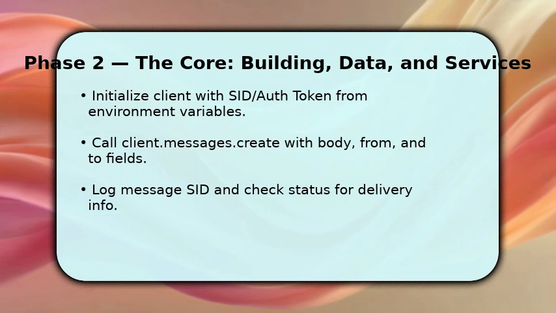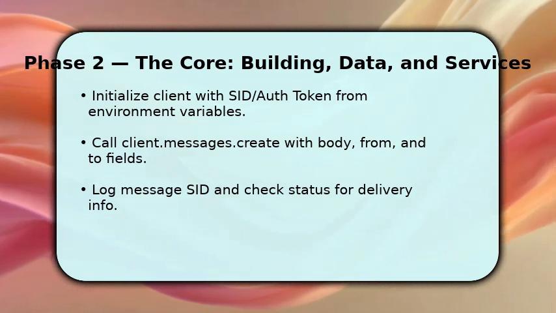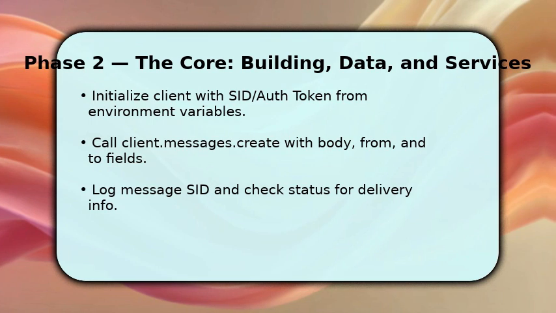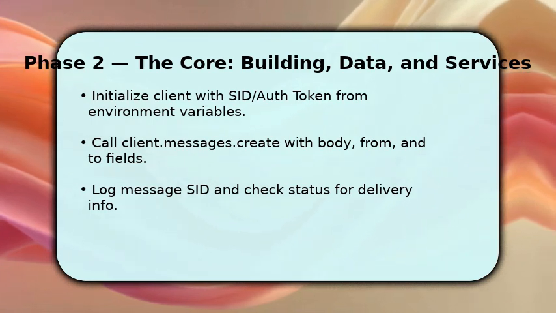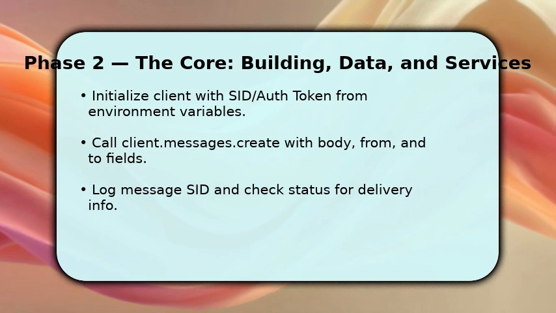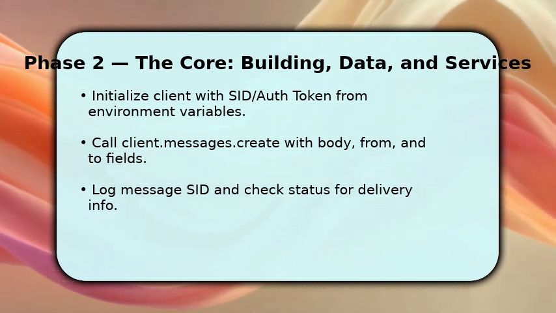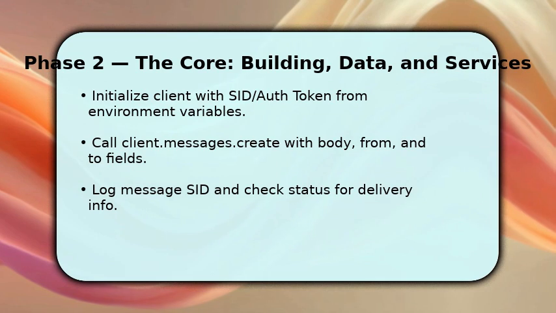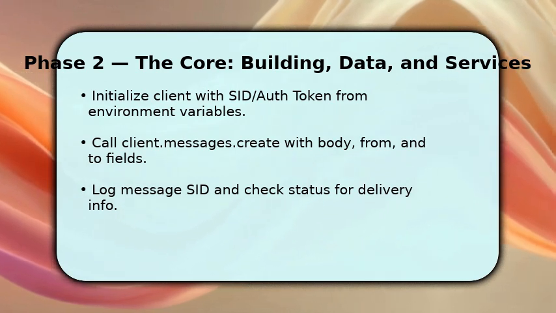Initialize the Twilio client using the account SID and auth token you exported earlier. This keeps secrets out of source. Then call client.messages.create with body set to your text, from set to your Twilio number, and to set to the recipient in E164 format.